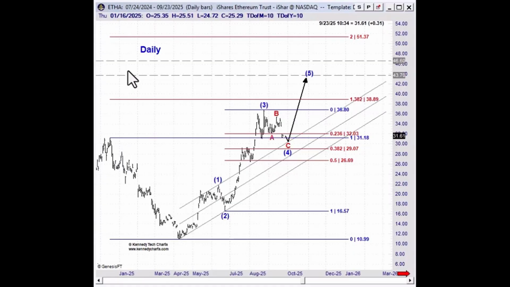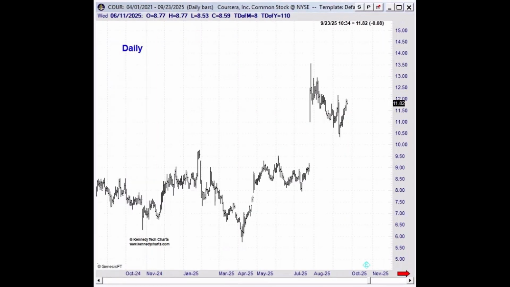And then from there, I'll be looking for that final fifth wave move to develop. So again, from what I see, going back to what we were talking about in August and in July and June in Ethereum, and also too Apple, everything is going according to plan.